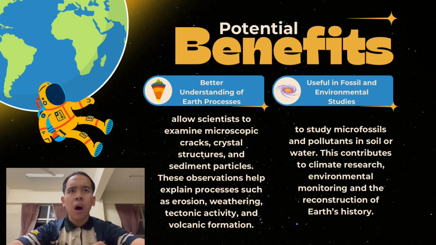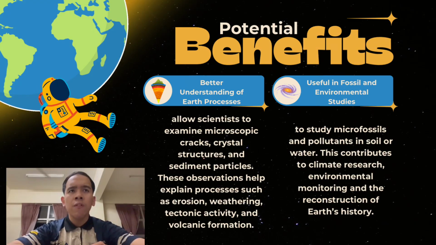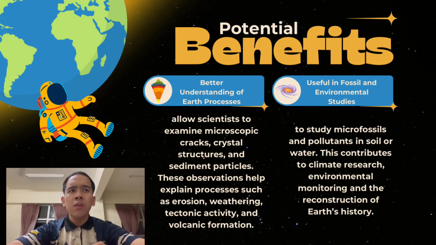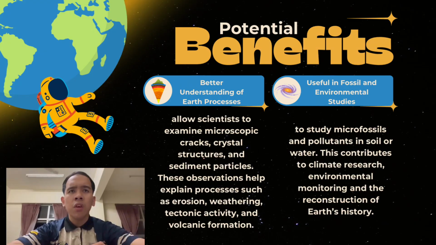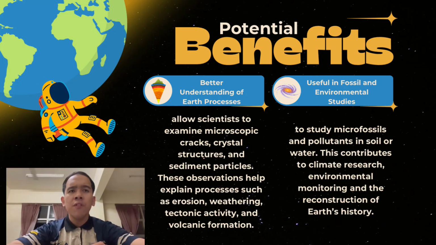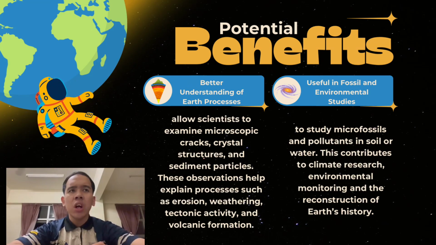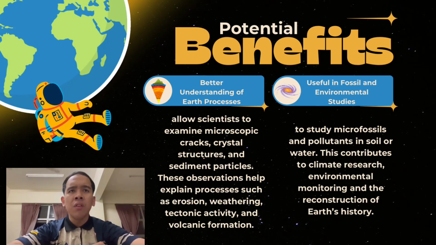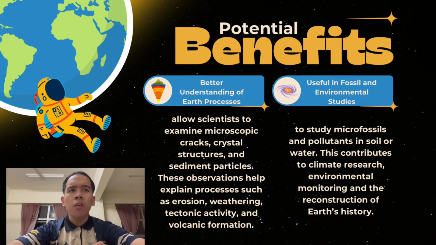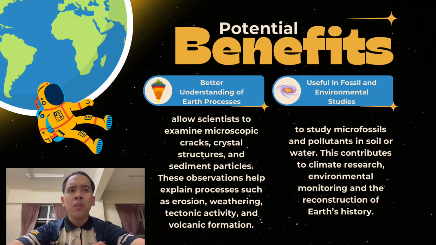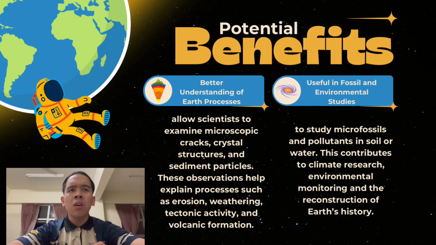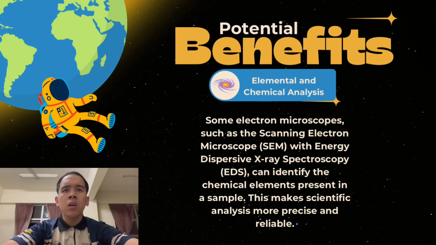Electron microscopes are also very useful in fossil and environmental studies. Scientists use them to study microfossils, which are extremely tiny fossils that provide information about ancient climates and environments. In addition, electron microscopes can detect pollutants and harmful particles in soil or water, helping with environmental monitoring and protection.